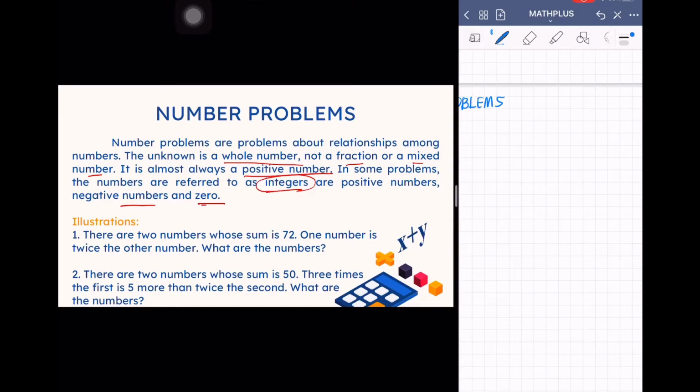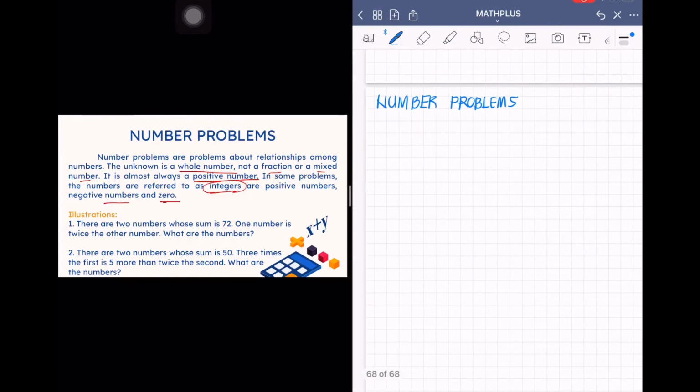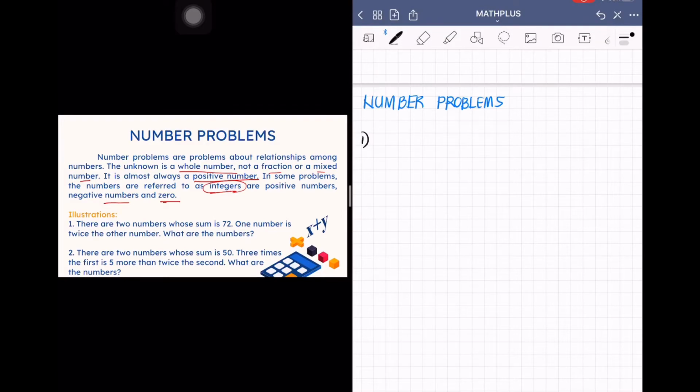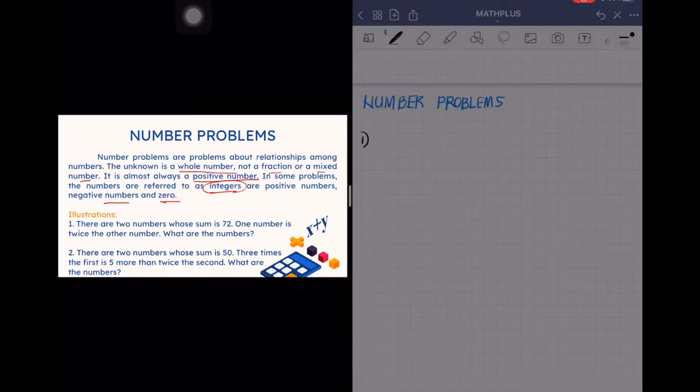So let's try to learn how we solve number problems with illustration number 1. Let me show you my style of solving problems. For number 1, I usually start by reading the problem and going along with translation. There are two numbers whose sum is 72. I'll try to solve this in two ways: one that uses just one variable, and the other that uses two variables to represent the unknowns.